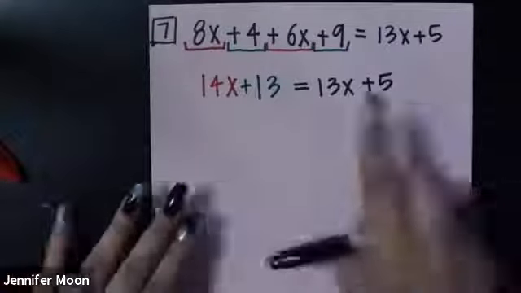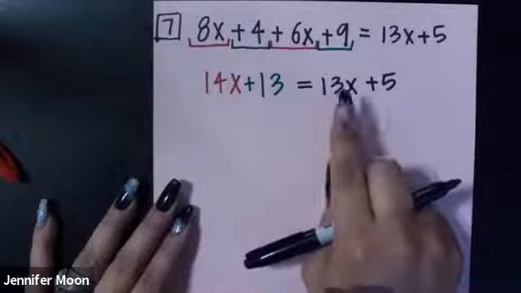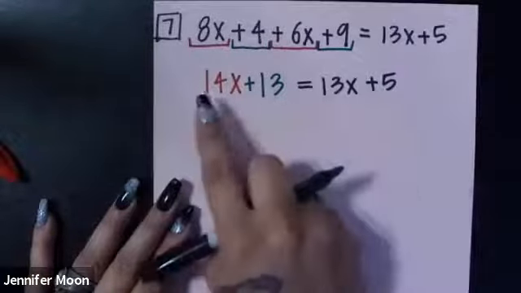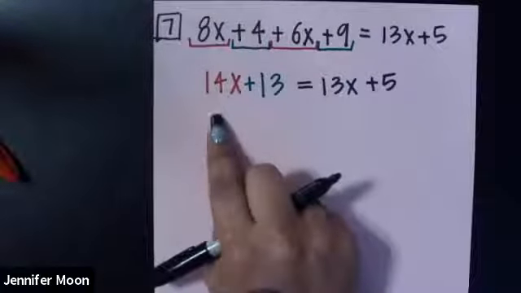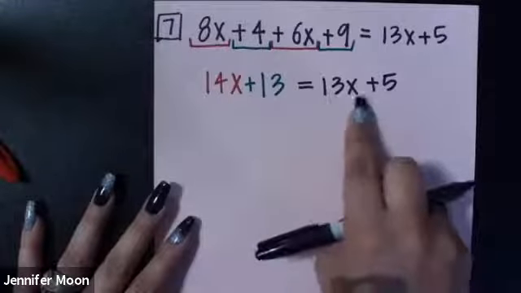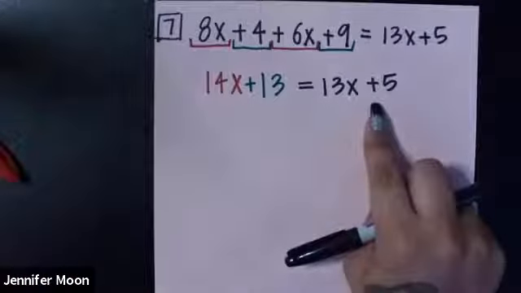I noticed that if I wanted to move this 13x here, I would have to do the opposite, which is subtraction. So I would subtract 13x here, subtract 13x. And I'm doing mental math: 14 minus 13, that's a positive 1, right? I would want to move the smaller coefficient, the smaller number attached to my variable. If you did the larger one, you end up with a negative x, and we're not trying to solve for a negative x.